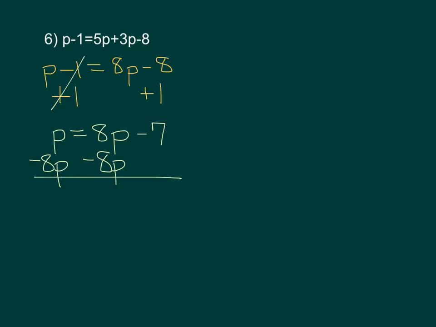So 8p minus 8p will cancel on the right-hand side. There's an understood 1 here, so 1 minus 8 will be a -7p equals -7.